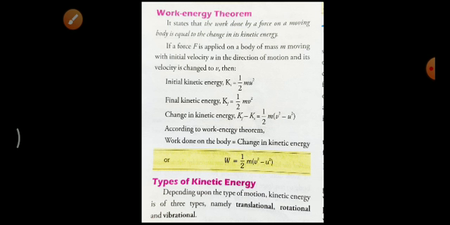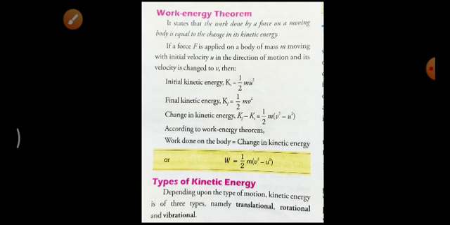So according to the work energy theorem, work done on the body is equal to the change in its kinetic energy. So W is equal to half m (v square minus u square). It is proved. Okay, and this one is the work energy theorem. Then the next one is the types of kinetic energy.